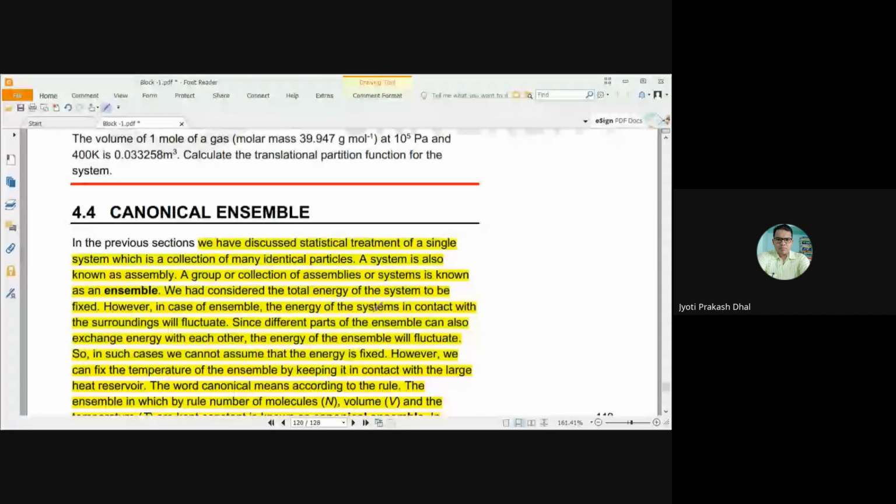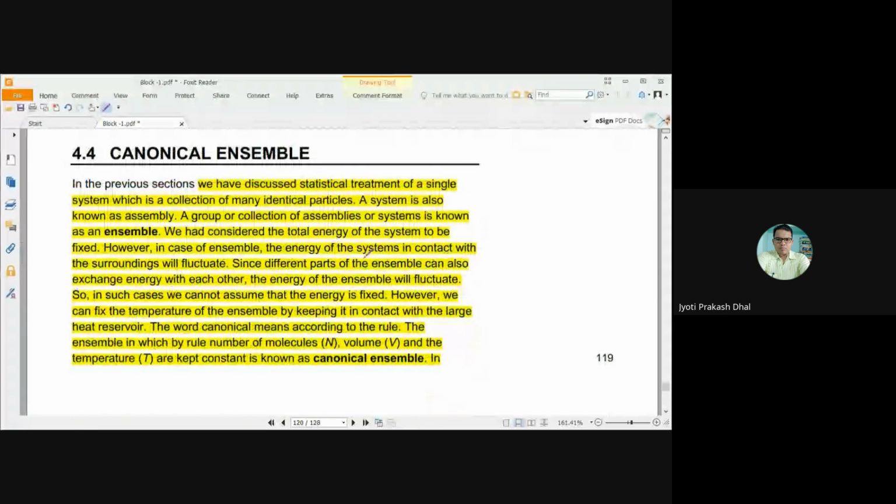Now coming to the next part, that is called canonical ensemble. So what is canonical ensemble?